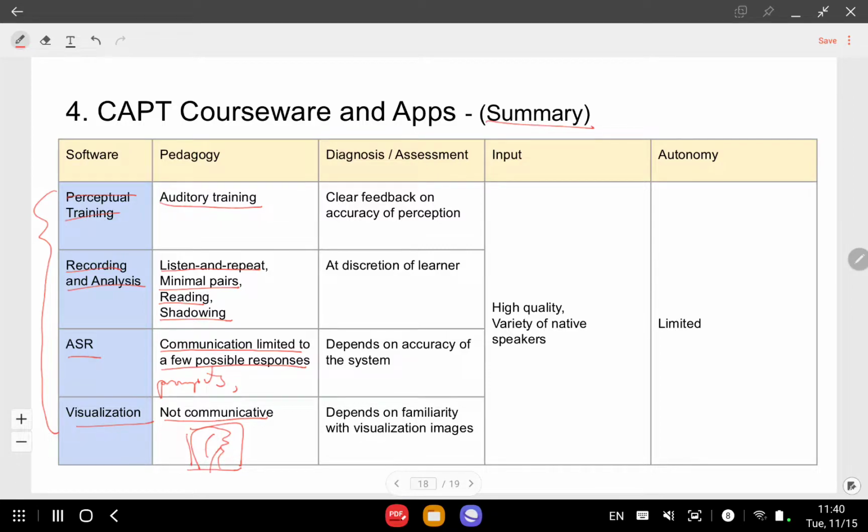So it's not communicative. For diagnosis and assessment, perceptual training has clear feedback on accuracy of perception. Recording analysis is at the discretion of the learner. ASR depends on accuracy of the system, so the language model or the acoustic model would be important in this case. And visualization depends on familiarity with visualization images. Even if waveforms or sagittal views of pronunciation are given, if you can't interpret them, it's no use. And the inputs are all high quality. There's a variety of native speakers. And for autonomy, it's very limited overall.